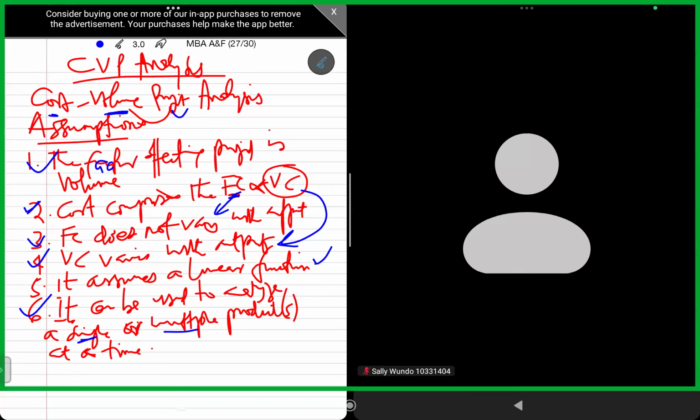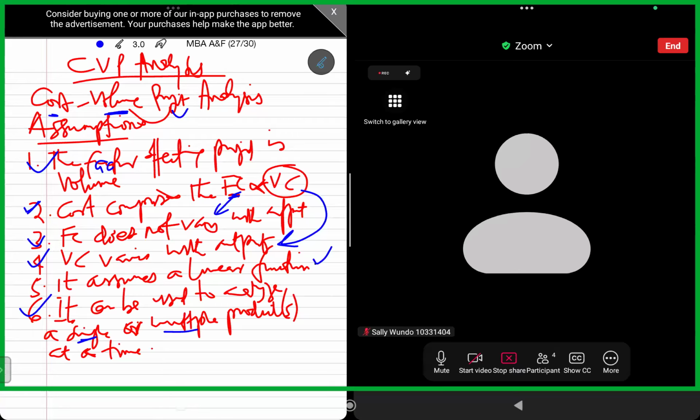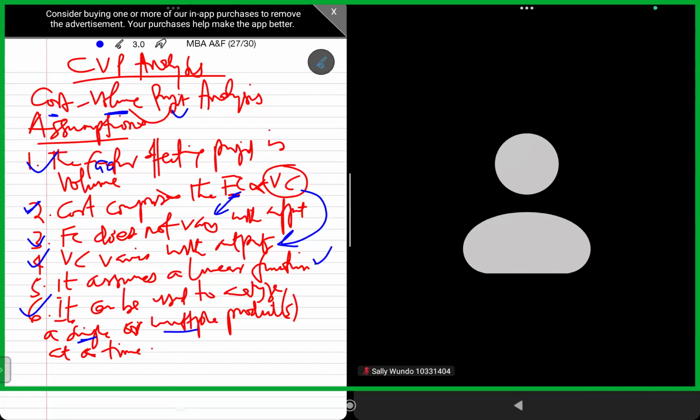So there could be some questions which will require the assumptions to be written, and I have simplified it for you. You should be able to remember the way I looked through to write the assumptions. Number 1, cost comprises the fixed cost and variable cost. Number 2, then you define each of the cost components. Fixed cost does not vary with output. Variable cost varies with output. Then we go to volume. It can be used to analyze a single or multiple product at a time.